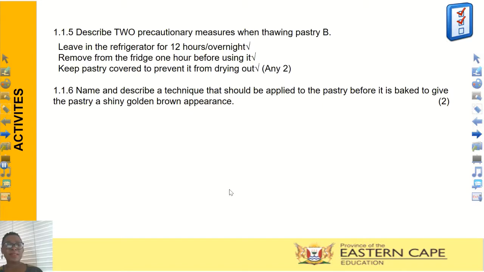Name and describe a technique that should be applied to the pastry before it is baked to give the pastry a shiny golden brown appearance. You must identify, so give the name, and you must now describe the technique. What technique needs to be applied to the pastry before it is baked? To give it a shiny appearance, that is now your keyword. So your technique is glazing. Now you must explain what glazing is. It is brushing of the pastry with your egg wash or your milk.